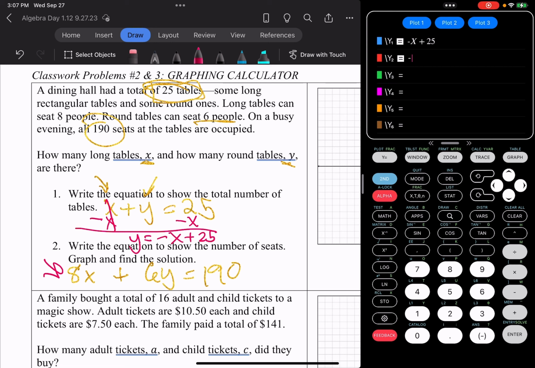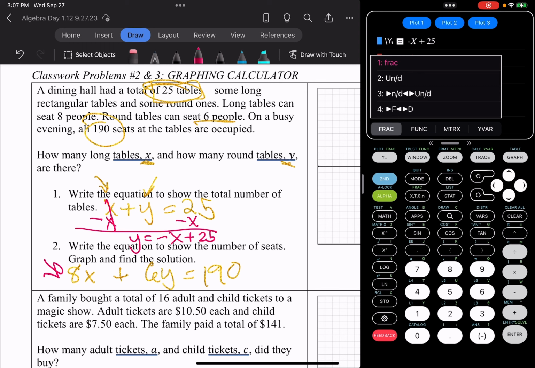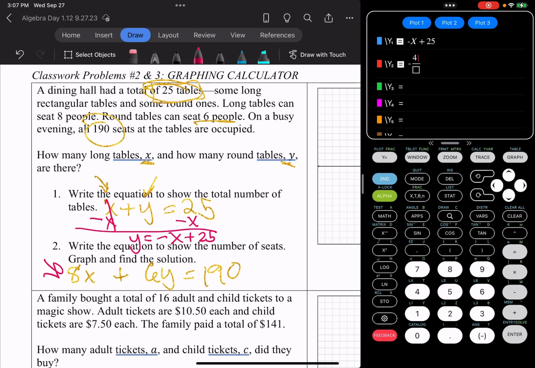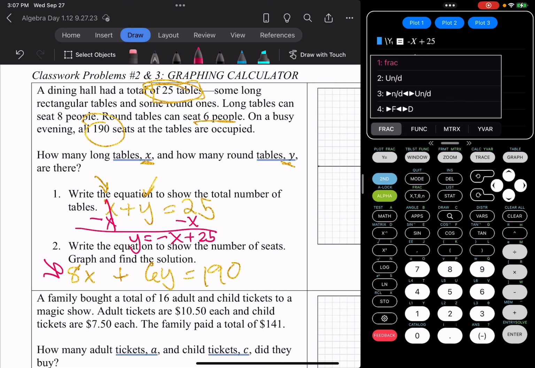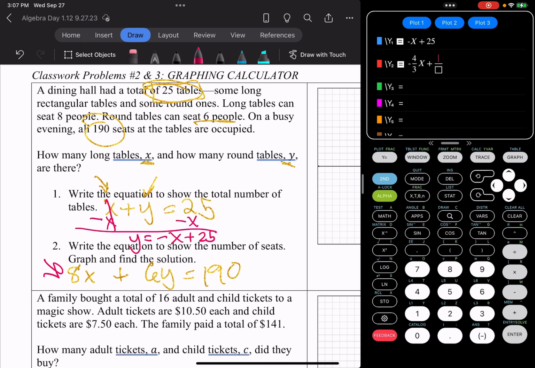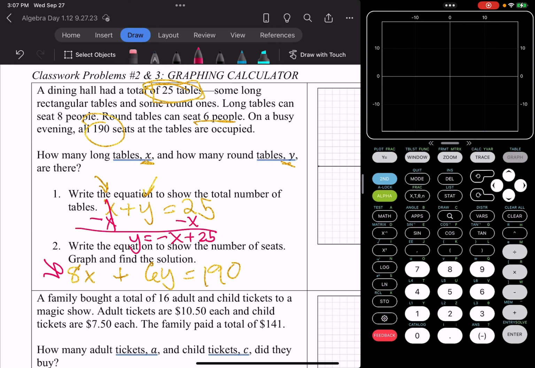So we're going to say that y equals negative 4/3 x. We press alpha y equals to do a fraction, 4/3 x, plus, again alpha y equals to do our fraction, and then we have 190 over 6. All right, then I'm going to press graph.